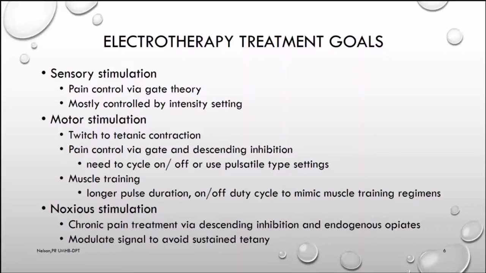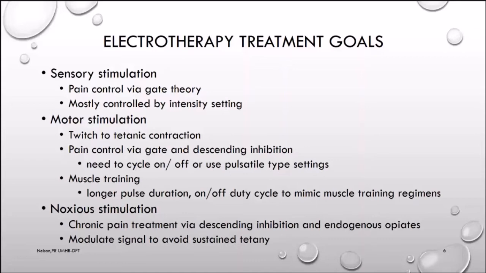Motor stimulation means we want to twitch to a full tetanic contraction, a full muscle holding, and used at that level, we want to get pain control via the gate theory. So that's in the dorsal horn, the interneuron turns off the C fiber signaling, as well as with descending inhibition. And that's where the brain and the paths and the tracks that come down will actually inhibit A delta and C fiber transmission. The key when we're using motor level stimulation is that we need to cycle the on and off times or use a pulsatile type current so that we don't get fatigue.